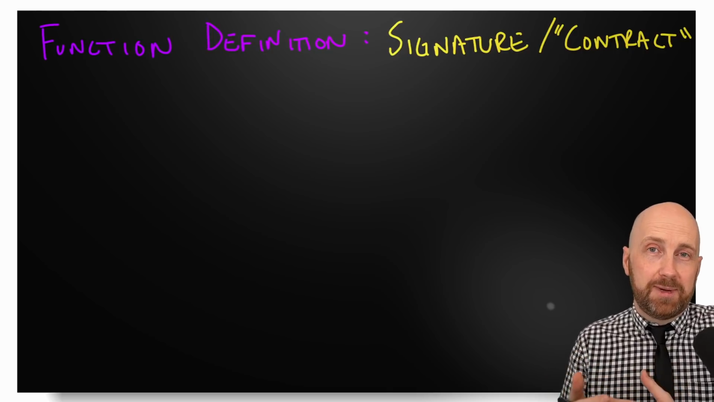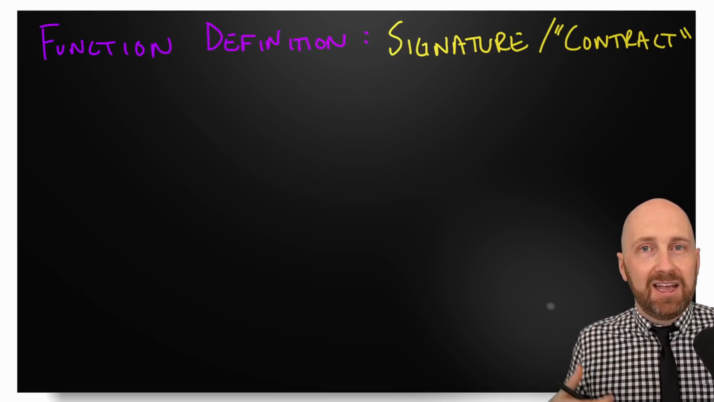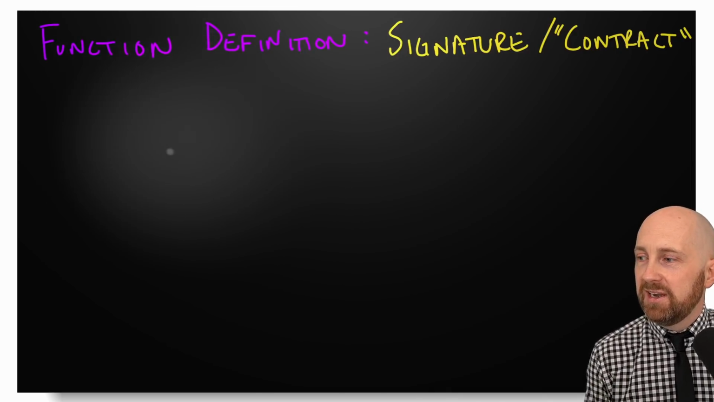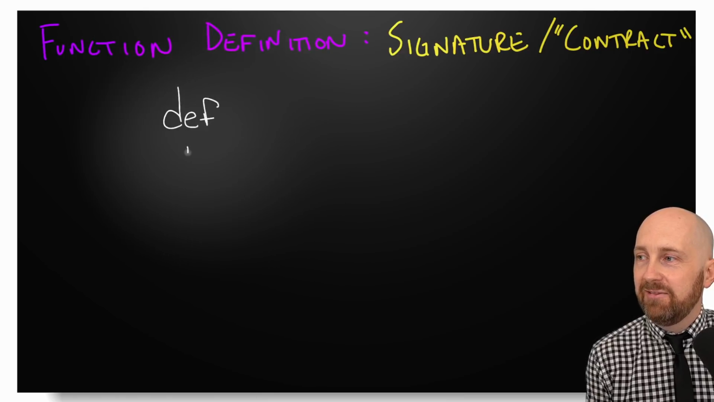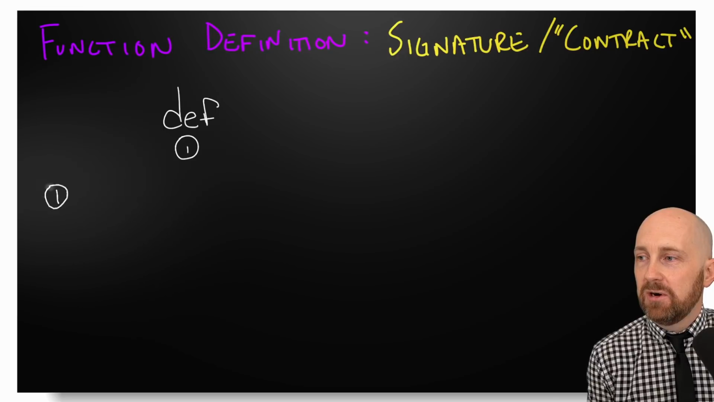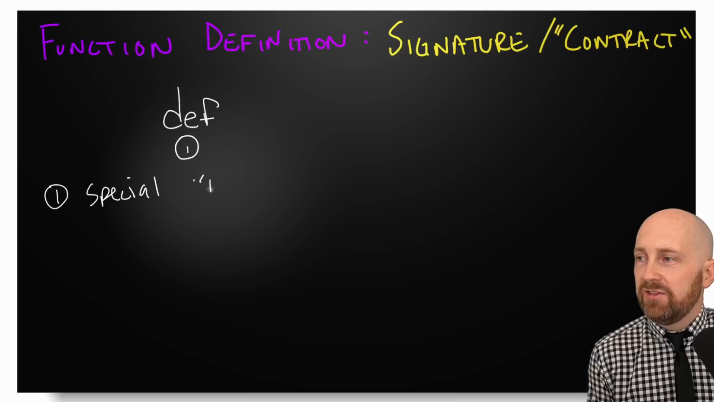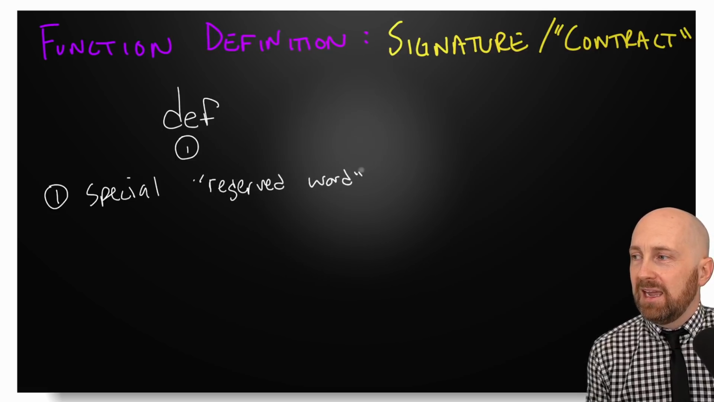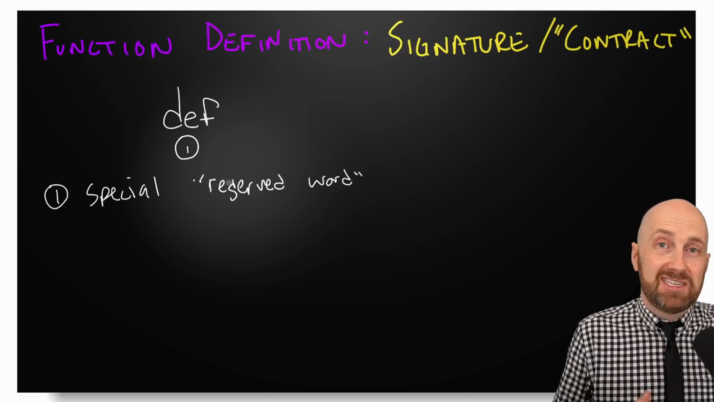But from a user's perspective, when you write a function definition and you want to use that abstraction, the signature line tells you everything you need to know in order to use it. So let's break down this function definition. A function definition begins with the def keyword. The def keyword is a special reserved word, and this is saying I'm kicking off a new definition of a function. And that is what signifies this is a function definition statement.